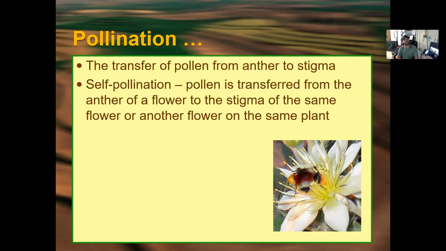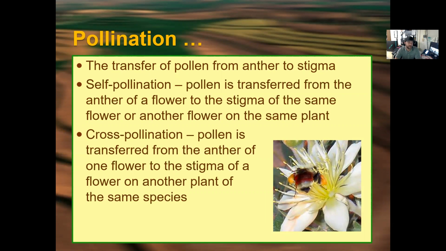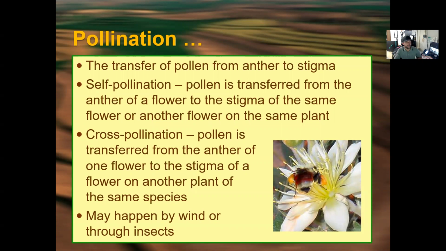Self-pollination is when pollen is transferred from the anther of a flower to the stigma of the same flower or another flower on the same plant. Cross-pollination is when pollen is transferred from the anther of one flower to the stigma of a flower on another plant of the same species. Like I said, you can see that in the picture down here on the right, of a bee taking pollen from one and most likely taking it over to another one. It may happen by wind or through insects.